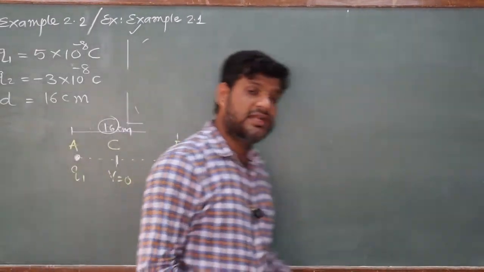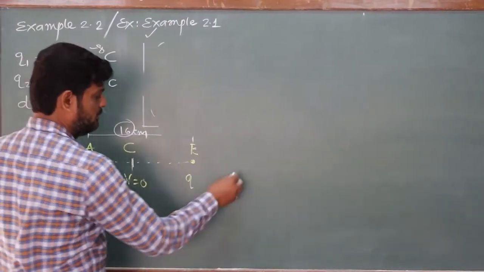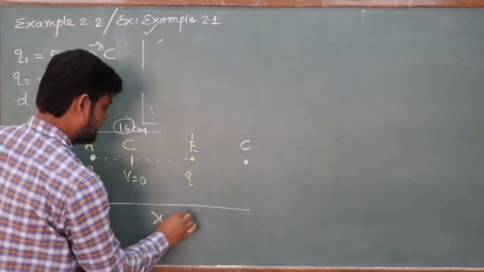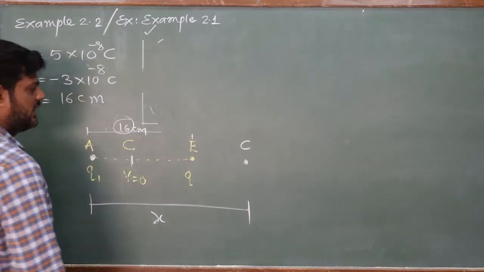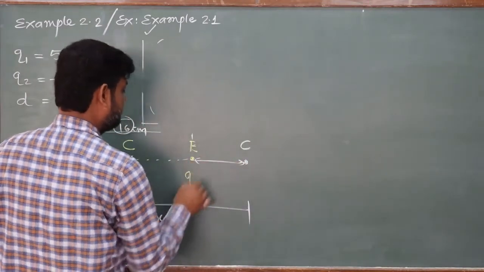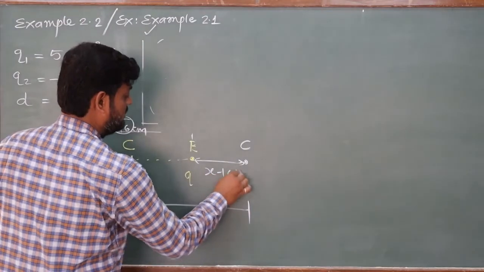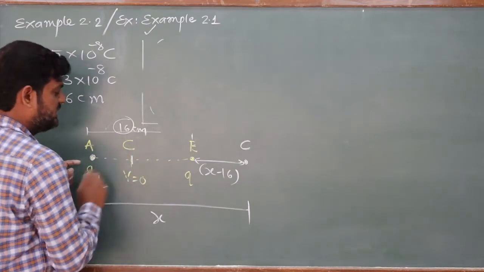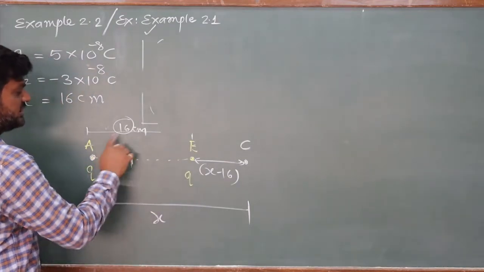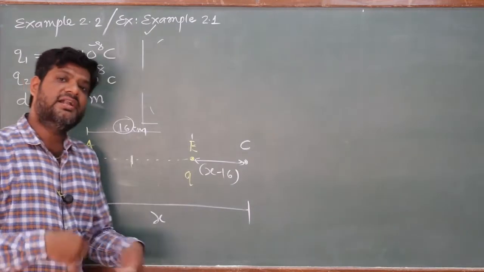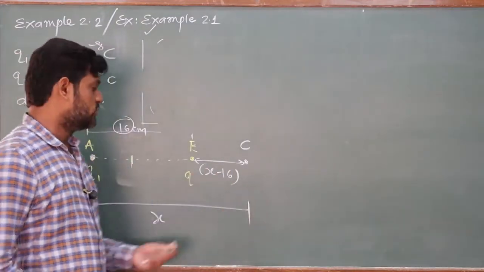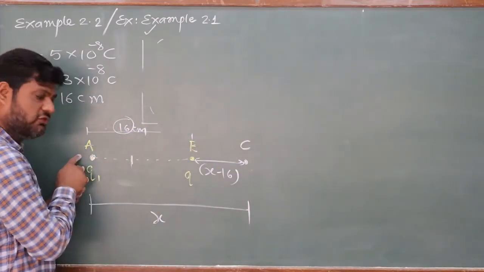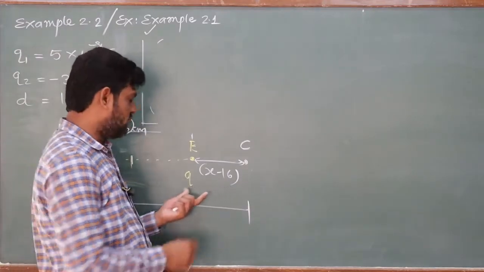Now we are going to take another point, and that point is near to B. So suppose the C point is at a distance x from the A, right? And here the distance between B and C will be x minus 16, x is the greater one. Distance between A and B is 16, that is given. We are considering another point nearer to the B point. So the C point is at a distance x from the Q1 charge, and at x minus 16 from the Q2 charge.